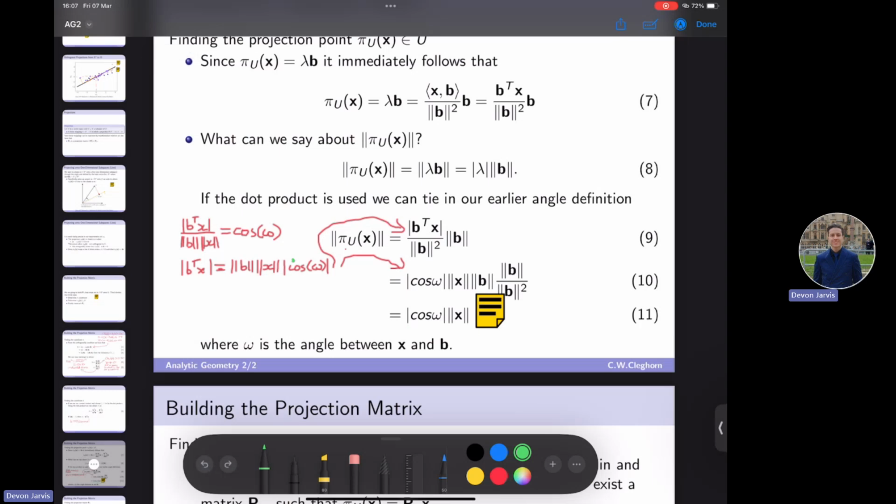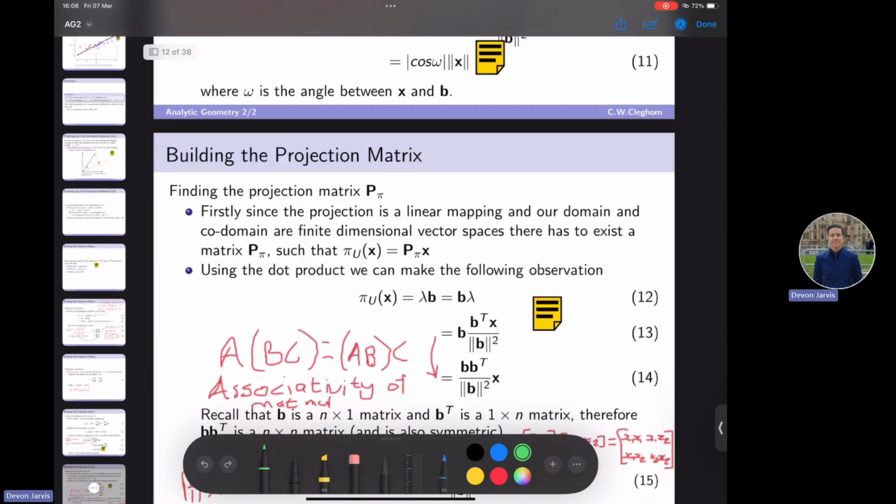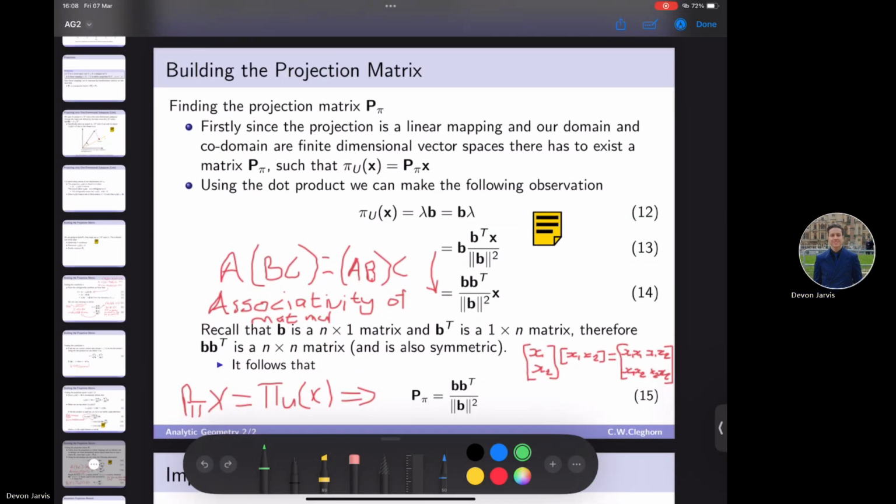So that's just a nice result that proves that what we're doing is correct. We're at the very least getting intuitive results that say that, well, my new norm is equal to my old norm updated by just the angle between the two. Okay. But returning to the original point of this whole exercise, we're now going to try and build the projection matrix P of pi. All right, so we want to actually get the matrix that allows us to project onto the line, not just the coordinate vector itself. Okay, so firstly, since the projection is a linear mapping, and our domain and codomain are finite dimensional vector spaces, there has to exist a matrix P such that we can map onto it. This is very similar to us just saying earlier that this norm was guaranteed to not be 0.